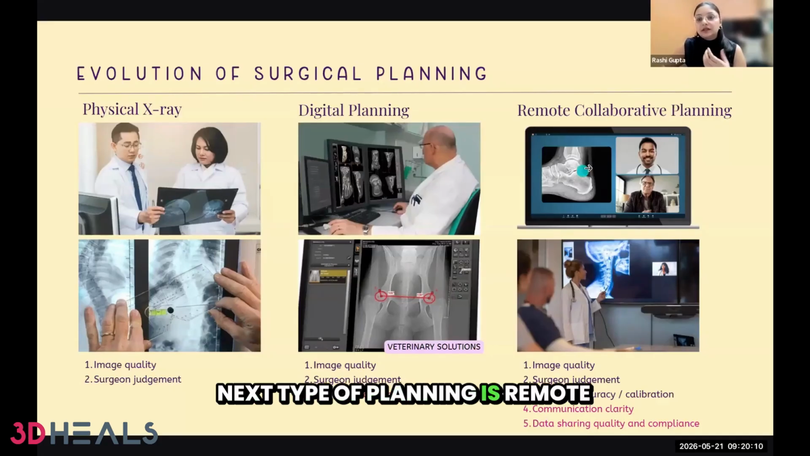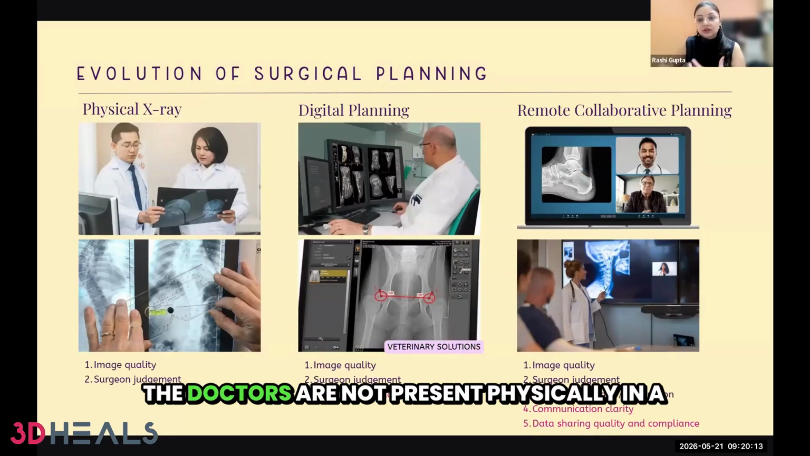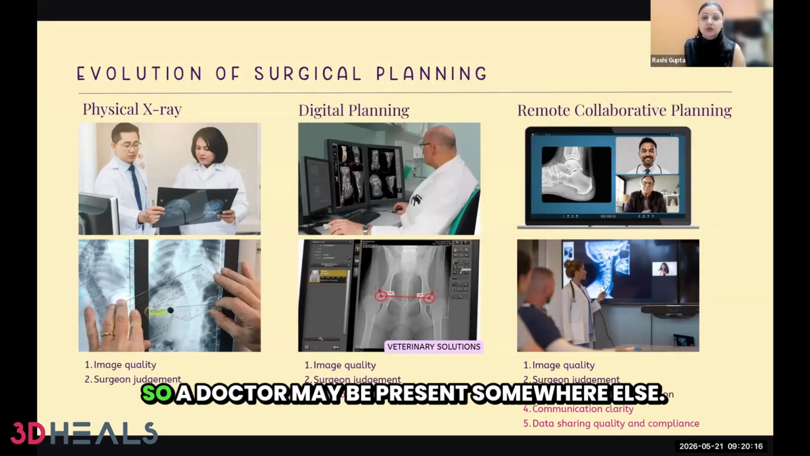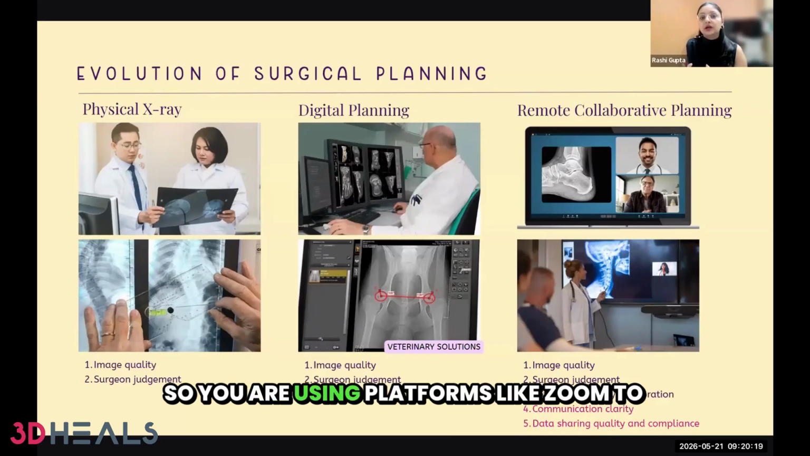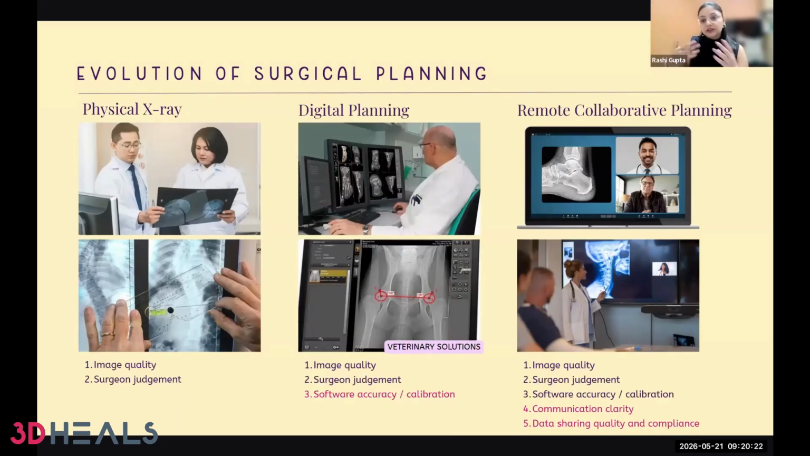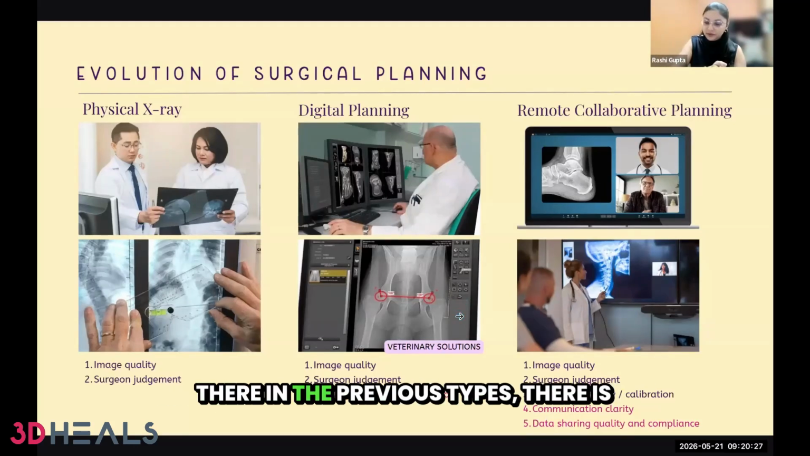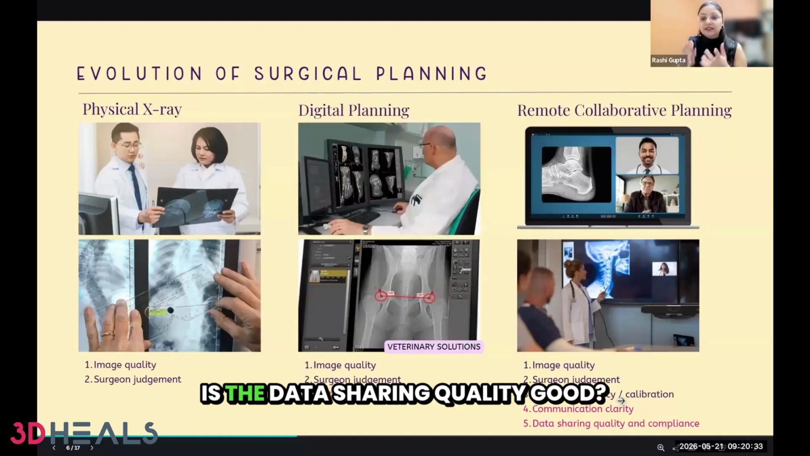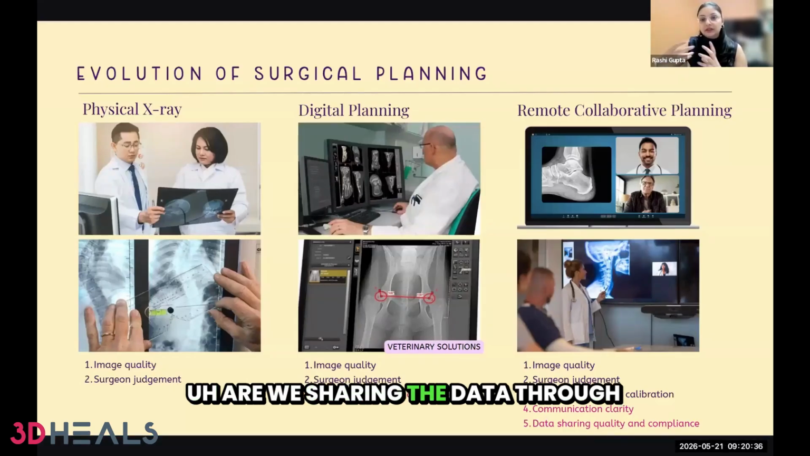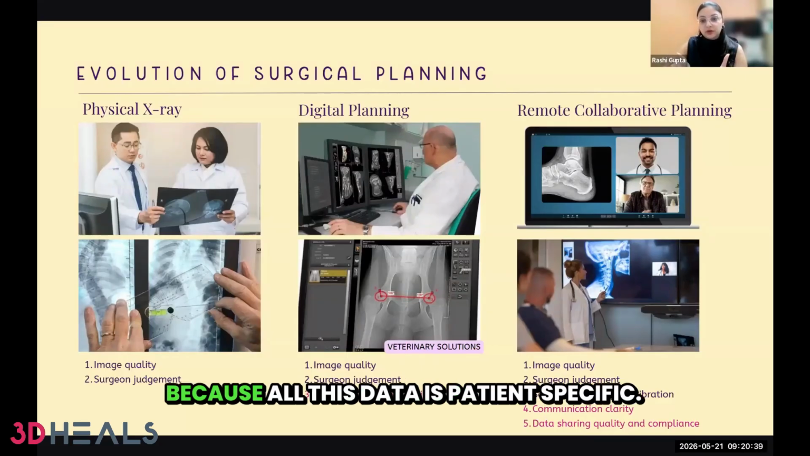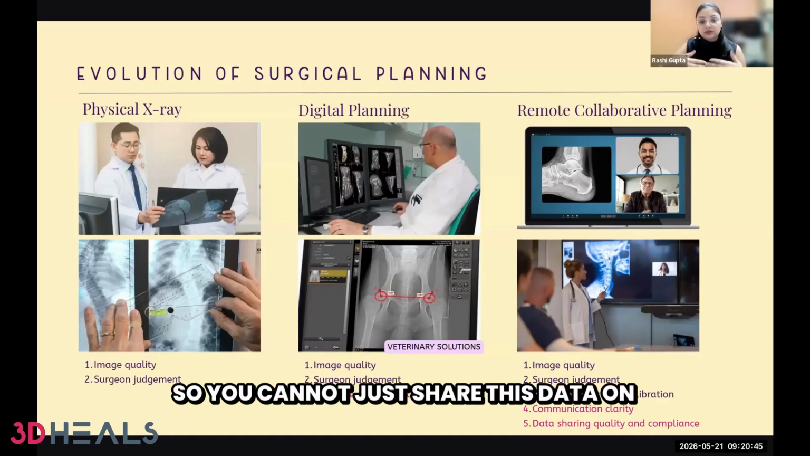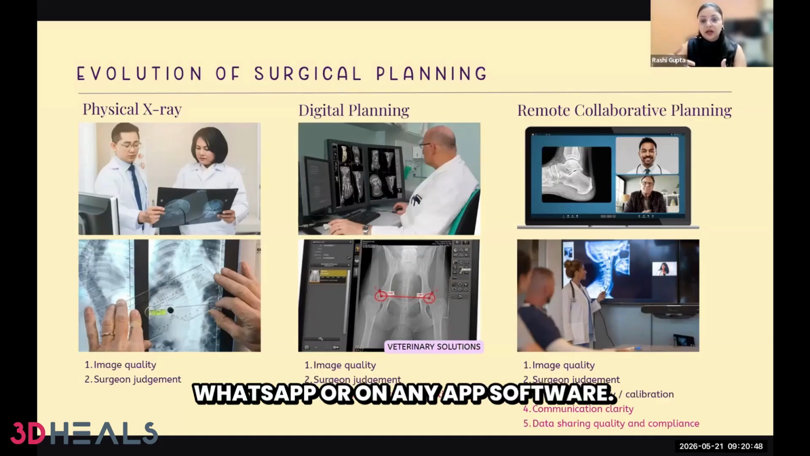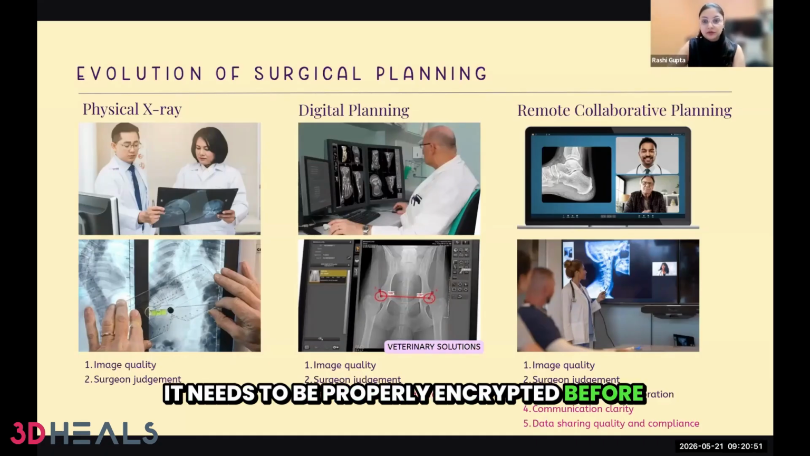Next type of planning is remote collaborative planning, where the doctors are not present physically in a single location. So a doctor may be present somewhere else. So you are using platforms like Zoom to share the data and plan the surgery virtually together. Now, apart from the variables that were there in the previous types, there is another variable that gets added, which is: is the communication clear? Is the data sharing quality good? Are we sharing the data through encrypted, proper software? Because all this data is patient specific, encrypted data, right? So you cannot just share this data on WhatsApp or on any software. It needs to be properly encrypted before you share.